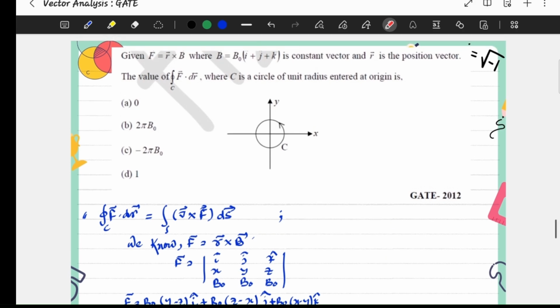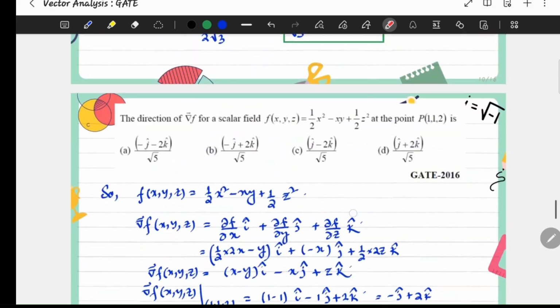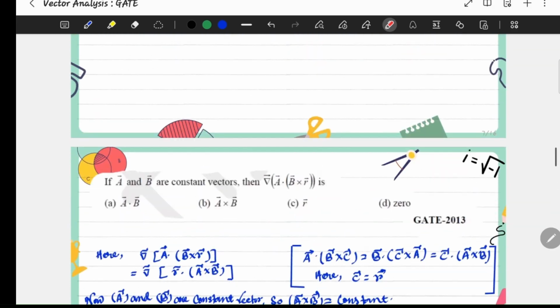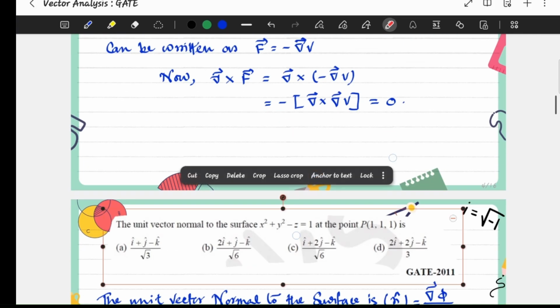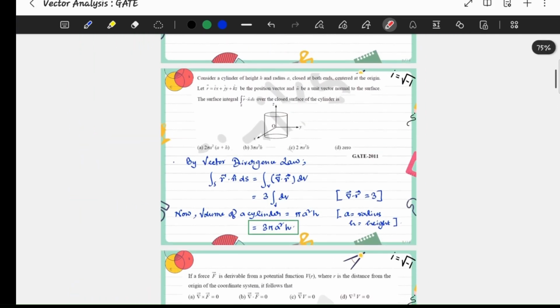Now, given F equal to r cross b, where b is a constant vector and r is the position vector, find the value of the integral of F dot dr. Same thing. See, the question is coming like that. You have to understand here. We already solved this kind of question. This is where it is.